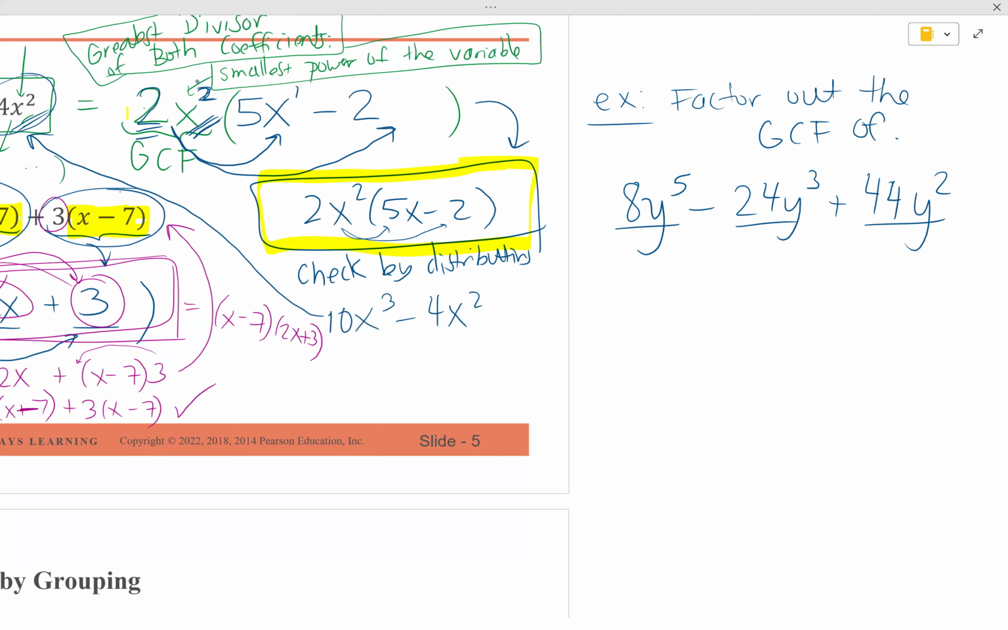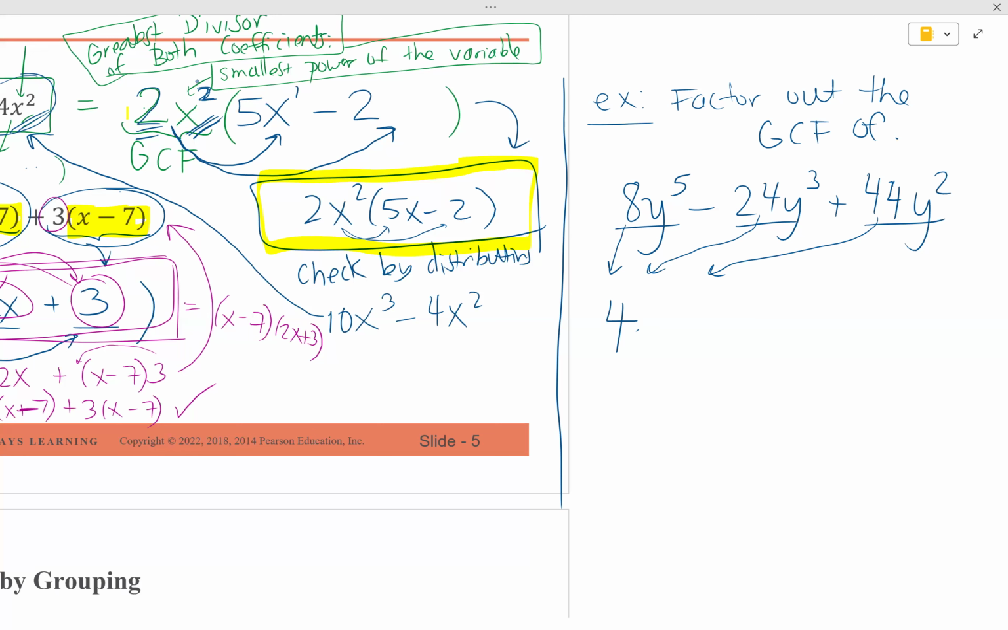And I focus on one thing at a time. I'd say, okay, let me see. What do their coefficients have in common? What's the biggest number that divides into 8 and 24 and 44? I think 4, right? Because 8 could divide into 8, 8 could divide into 24, but it cannot divide into 44. I think 4 is the biggest number that divides into all three of those numbers. So I got that part down.